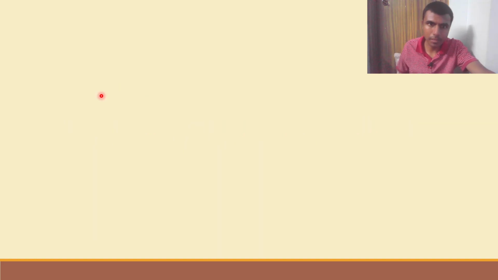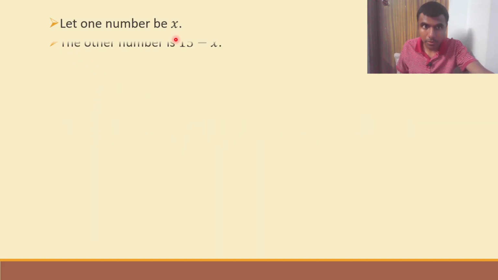Now how to do it? I'll tell you. Let one number be x, the other number is 15 minus x. Fine, because if you add these two, x plus 15 minus x is 15. So basically the sum of the two numbers is 15. That condition is satisfied.